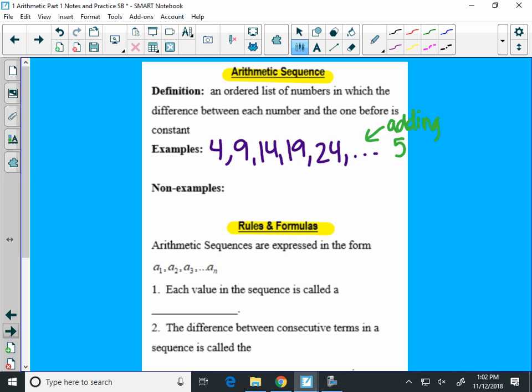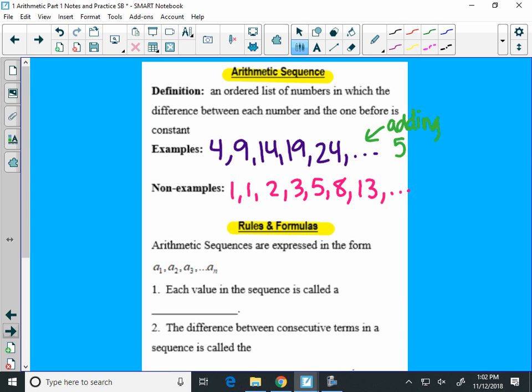A non-example, remember, a sequence in general is just a list of numbers, but one that's not arithmetic would be something like this: 1, 1, 2, 3, 5, 8, 13, dot, dot, dot. That's actually a really famous sequence called the Fibonacci sequence. You heard of the Fibonacci? It makes the spirals and the golden ratio. It's a really cool sequence, but it's not arithmetic because I'm not adding the same number every time. To get from 1 to 1, I add 0. 1 to 2, I add 1. So that's already not the same pattern.